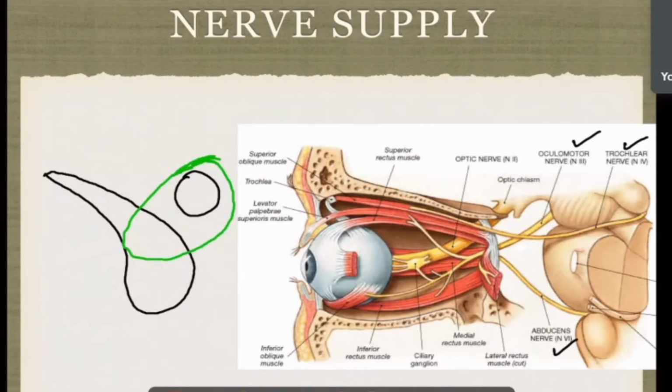What is this green structure? Common tendinous ring of Zinn. So this is the superior orbital fissure. This is the optic canal. And what are the structures passing through the optic canal? Optic nerve, ophthalmic artery. Okay. Then you have three compartments.